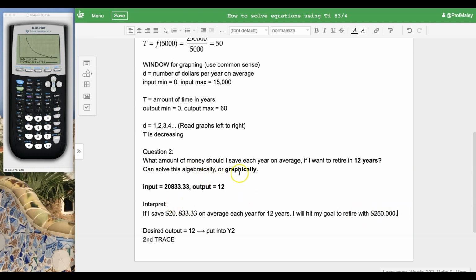Okay, so this is an alternative way to solving this algebraically, and it can come in handy. The only things you really need to be mindful of are your window and inputting things correctly. And again, you can kind of use the table to orient yourself and get an idea of where you should be looking.